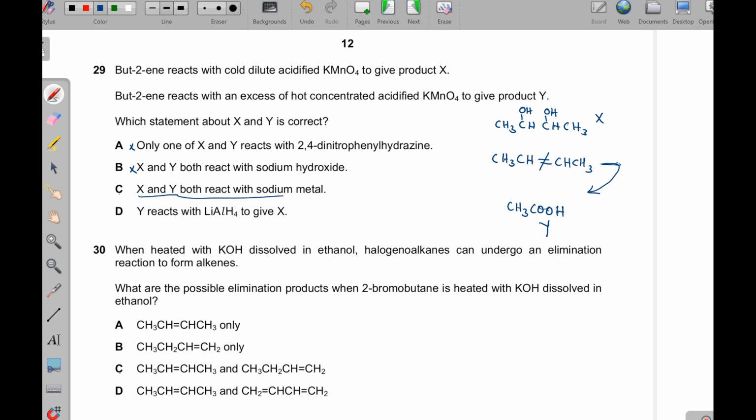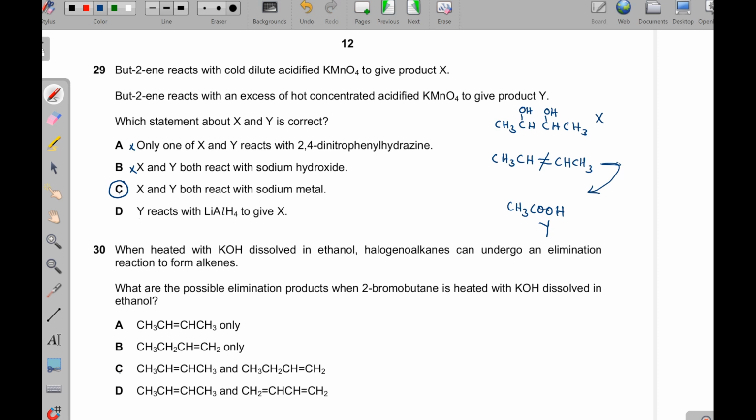X and Y both react with sodium metal. Yes, these ones, the alcohols, react with sodium metal to produce hydrogen gas and sodium alkoxides. In other words, I will have a sodium here and then a sodium here after the reaction. So that is what we call sodium alkoxide. And then this one here is an acid, it reacts with a metal. So it will also give hydrogen gas, and then you get sodium ethanoate. You see that? So this one is correct.